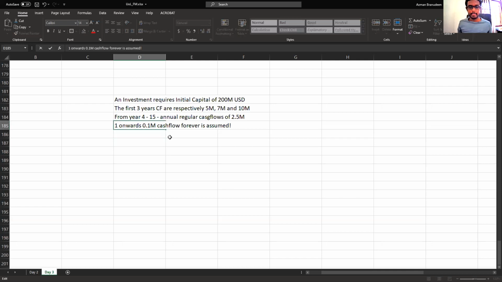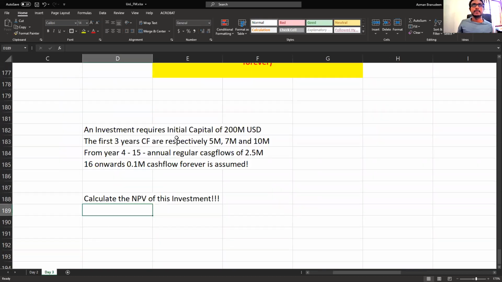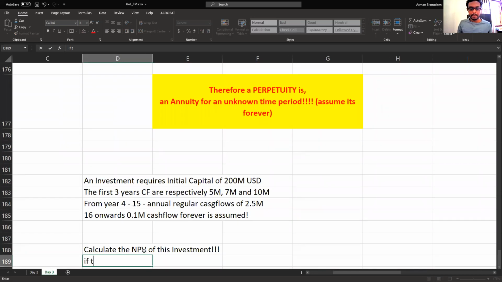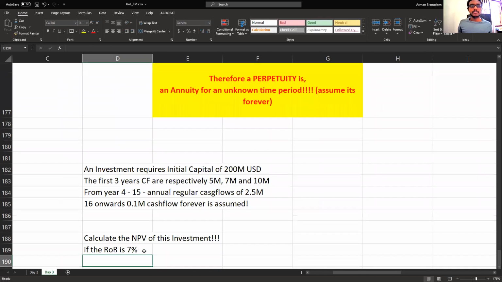Calculate the present value, NPV, of this investment, if the rate of return is 7%.